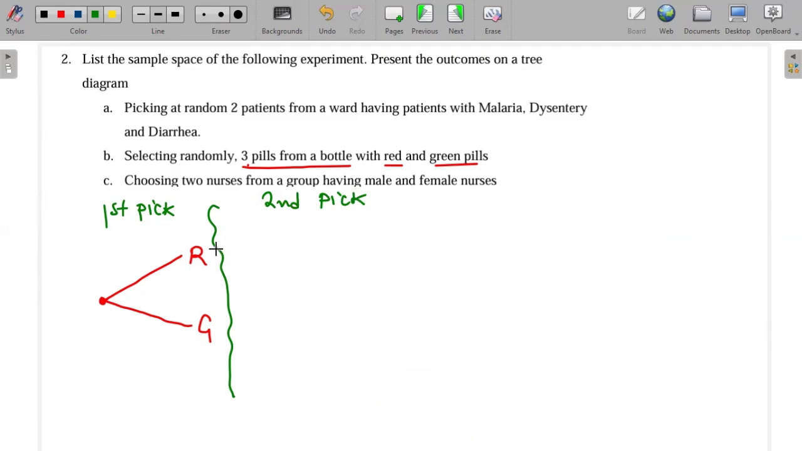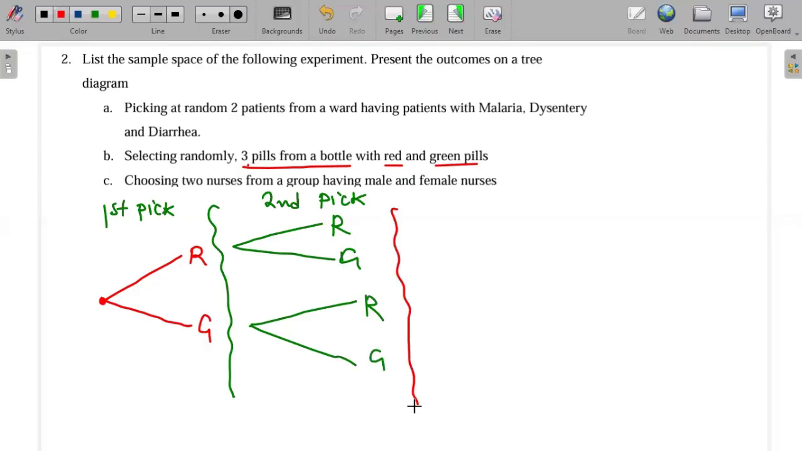So if my first pick was a red pill, it can happen that in my second pick, I still get a red one, or now I get a green one. If my first pick was green, it may happen that in my second one, I now pick a red, or I still pick a green. So this is my second pick there. I've picked the second pill. So now I have 2 pills in my hands.